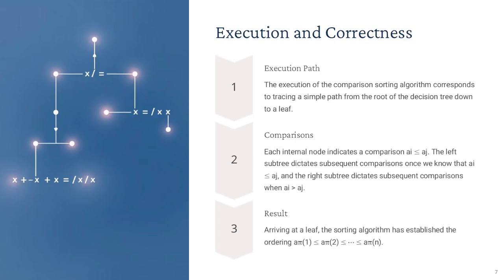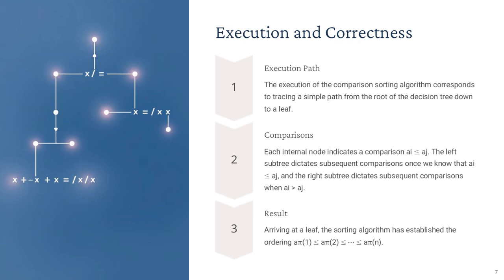The execution of a comparison sorting algorithm corresponds to tracing a path from the root to a leaf in the decision tree. Each decision node along the path represents a comparison, directing the algorithm to proceed either to the left or the right subtree based on the comparison result. For example, if the comparison a sub i less than or equal to a sub j evaluates to true, the algorithm proceeds to the left subtree, otherwise, it moves to the right.